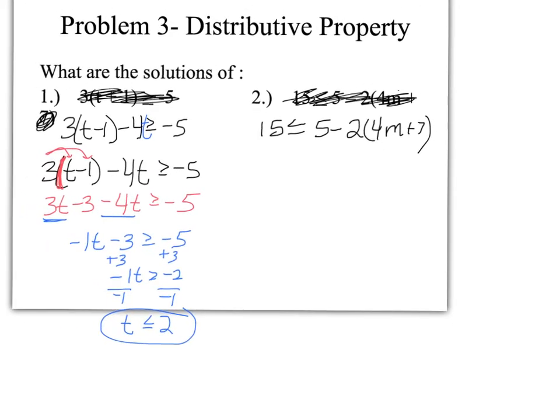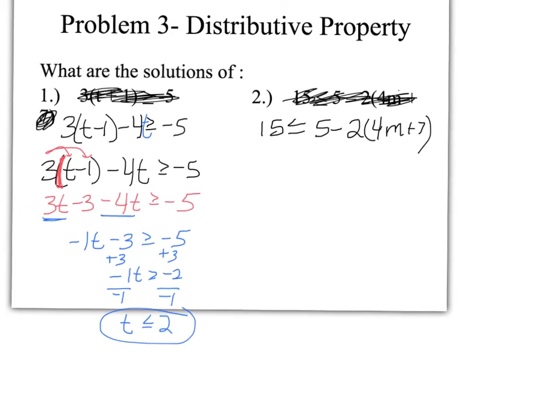Okay, and problem number 2 is 15 less than or equal to 5 minus 2, and then parentheses 4m plus 7. So if you go with what I told you before, you're only going to distribute what is touching the parentheses. So we still have 15. We still have less than. We still have 5. Now, the negative 2 is what's touching the parentheses, so that's what gets distributed. So we have negative 2 times 4m. That's going to be negative 8m. And then we have negative 2 times a positive 7, which is going to be negative 14.